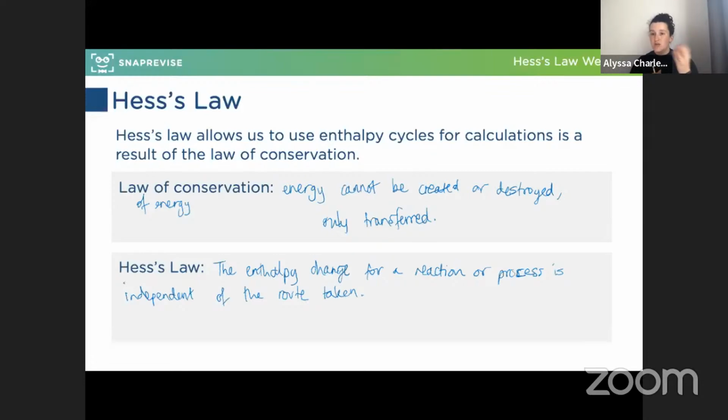The energy change, or the energy difference, between reactants and products, between 3 lots of A and 2 lots of B, let's say, and 2 lots of C and 2 lots of D, doesn't matter if we started with our A and B and went all around the houses to get to C and D, or went straight there. The difference between A and B and C and D is the same. It's the same concept here. The enthalpy change for a reaction or process is independent of the route taken. And because of that, we can use Hess cycles to calculate these enthalpy changes of reaction. So let's have a look.